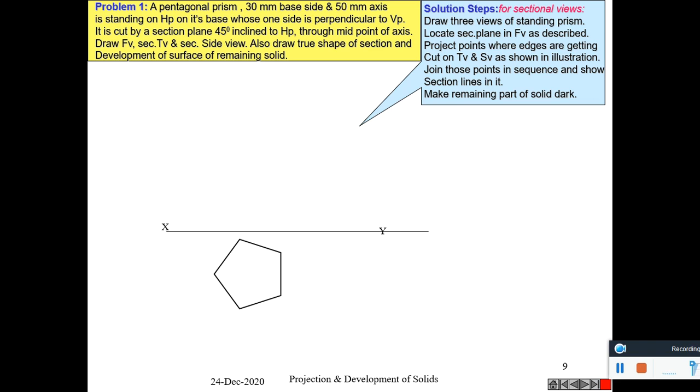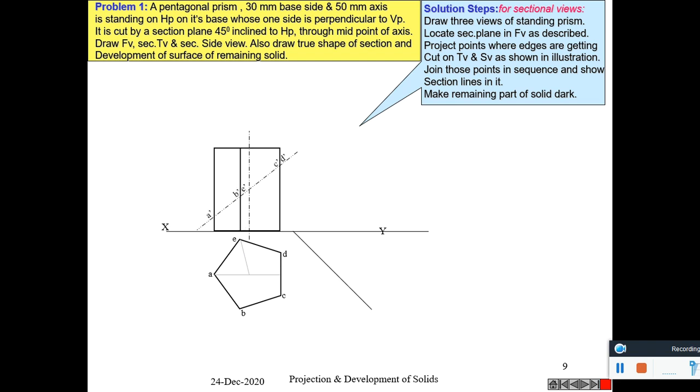So here it is given that one of its base sides is perpendicular to VP. So draw the top view first in such a way that one of its base sides is perpendicular to VP. This side is perpendicular to VP. Draw the regular pentagon. Name it. Also draw its front view.